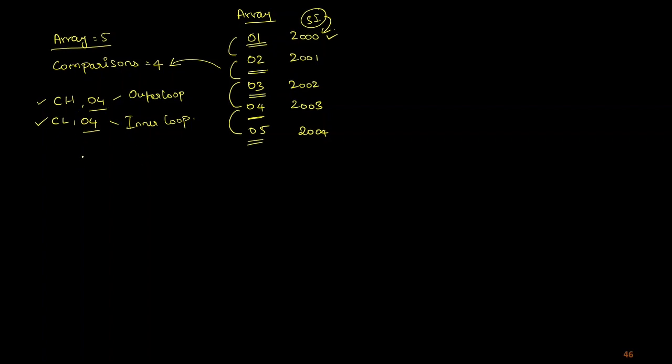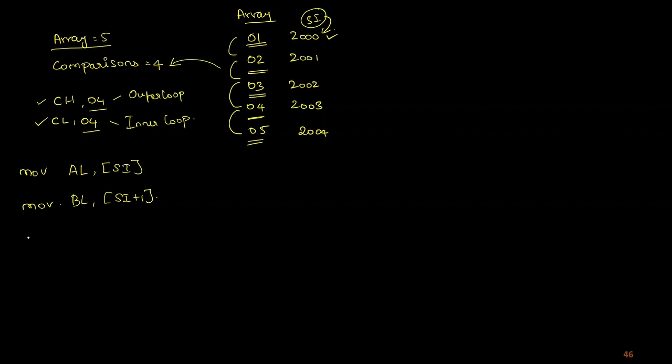In this case, we can take 2 different variables. Assume AL takes the value at SI, using the move command. After that, BL should take the value at SI plus 1. Since it is 8-bit, SI plus 1 shifts to the next memory location, 2001.